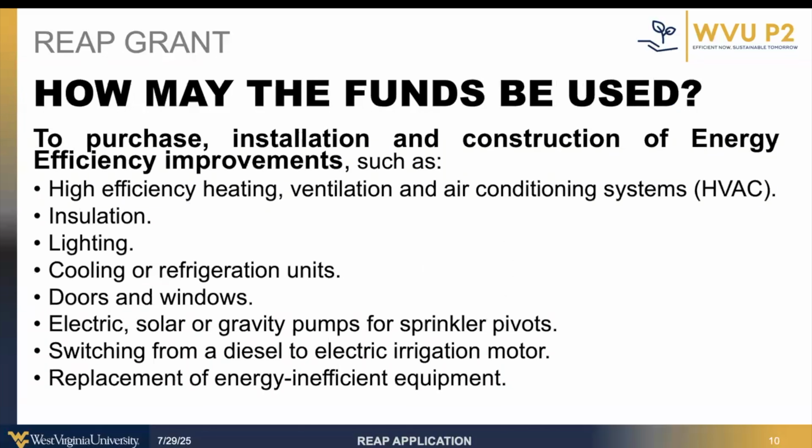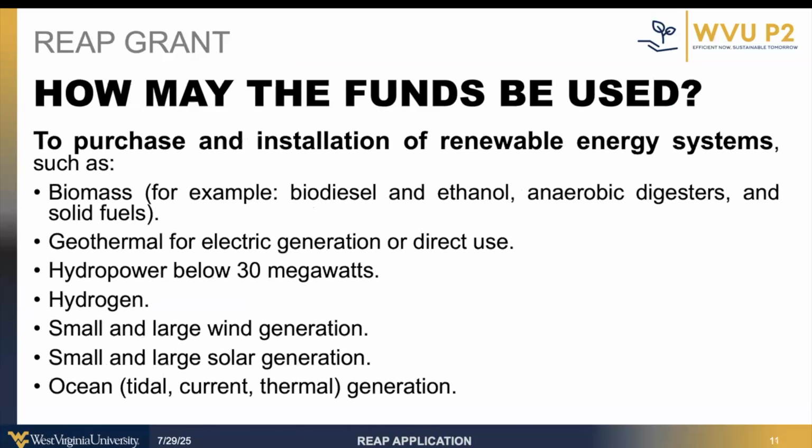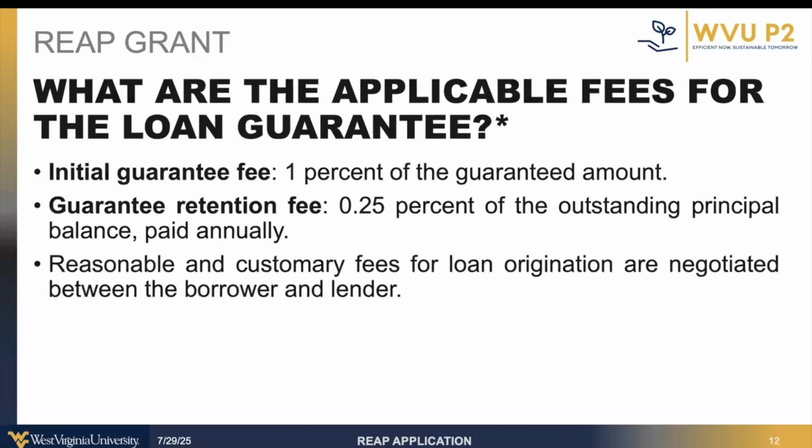You can use these funds to install energy efficient upgrades like HVAC systems, insulation, lighting, refrigeration, better doors and windows, or replacing inefficient equipment. The funds can also cover renewable energy systems like solar panels, wind turbines, hydropower, biomass, geothermal, and even ocean energy systems. Both small and large-scale systems can be eligible.